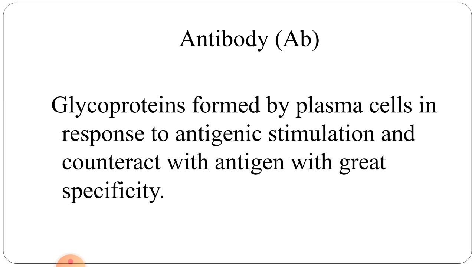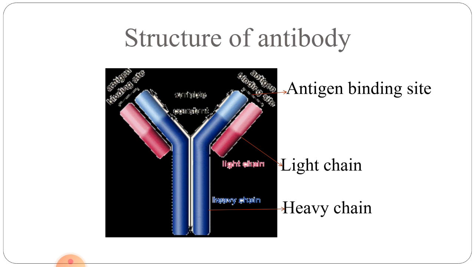While antibodies are glycoproteins formed by a plasma cell in response to antigenic stimulation and react with antigen with great specificity. This is the structure of antibody. Antibody is made up of 4 chains, 2 heavy chains and 2 light chains, and at the terminal end we can see the antigen binding site.